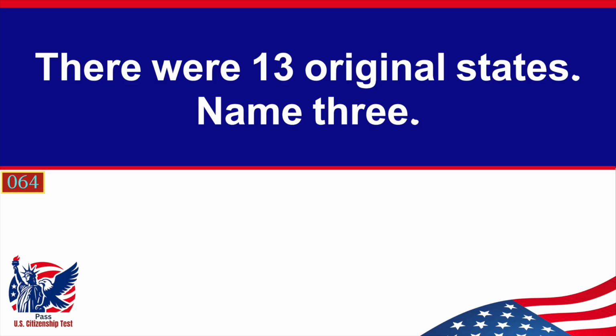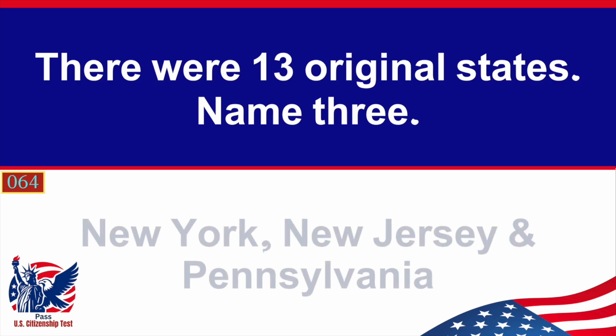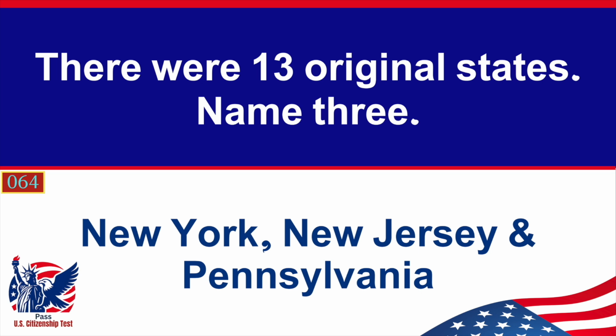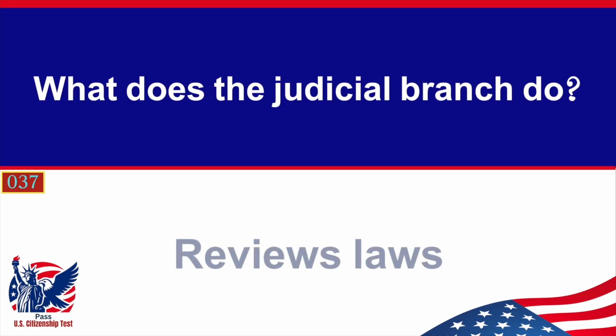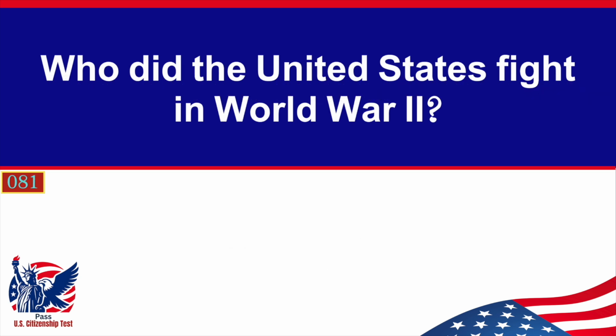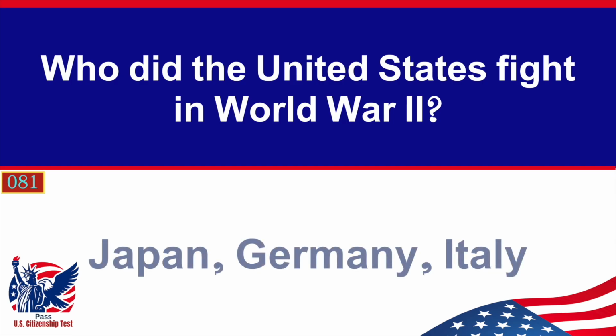There were 13 original states. Name 3. New York, New Jersey, and Pennsylvania. What does the judicial branch do? Reviews laws. Who did the United States fight in World War II? Japan, Germany, and Italy.